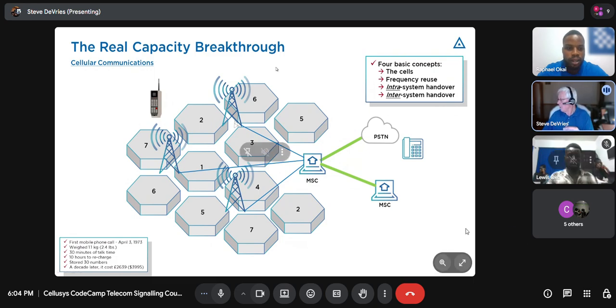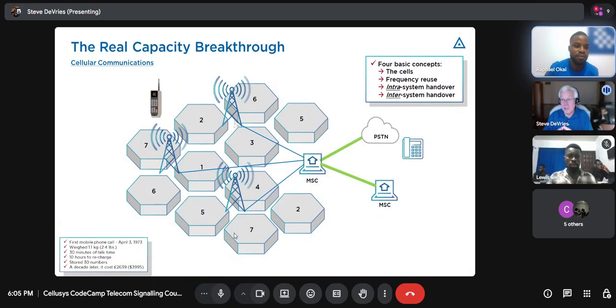I think this is where we will probably call it a year now. We'll call it 2025 and pick this up again in January. We'll talk about cellular communications, and when we pick this up, we'll talk about the cells, how frequencies are reused, how you hand over from one cell to another cell, and how you hand over from one cell to another cell in two different systems, called inter-system handoff. So this is where we'll pick this up.